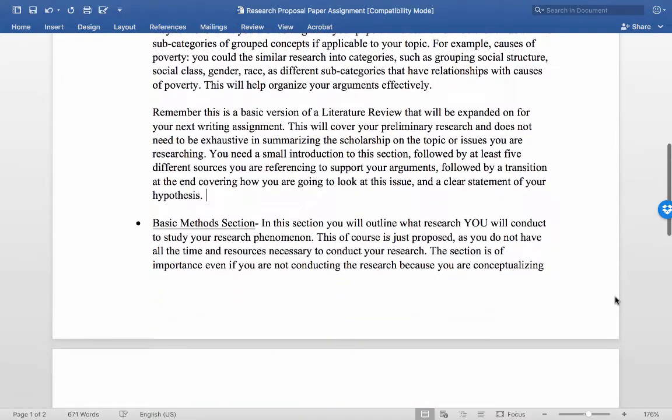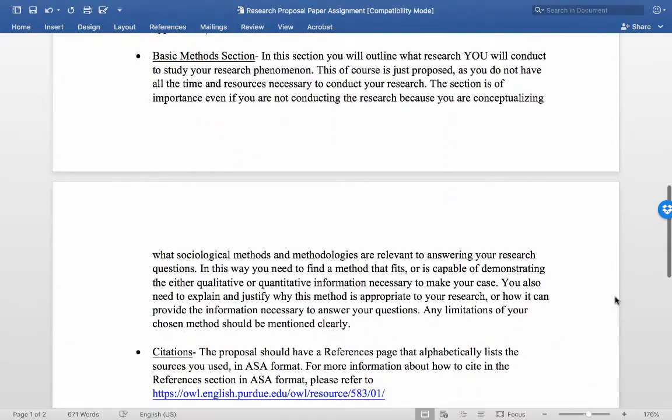And then as far as the basic methods section, in this section you're going to outline what research you will conduct to study a research phenomenon. I know a lot of people often say in some of these, I'm going to, quote, look at research, or, quote, look at statistics. That's not really a method, right? That's something that would be much more relevant in your literature review. If you're looking at things that already exist that someone else did as research, that's a lit review. That's reviewing the literature. That's literally seeing what's already out there.